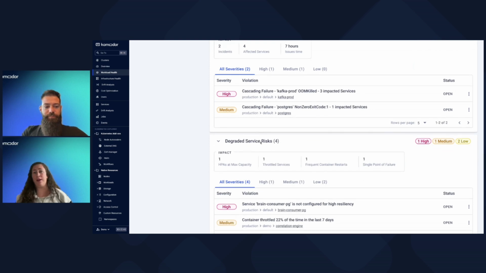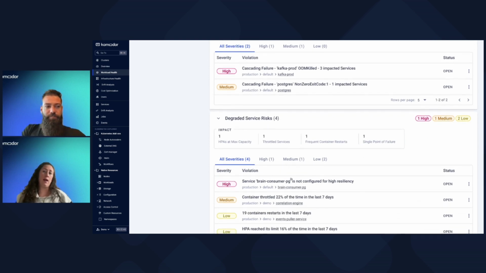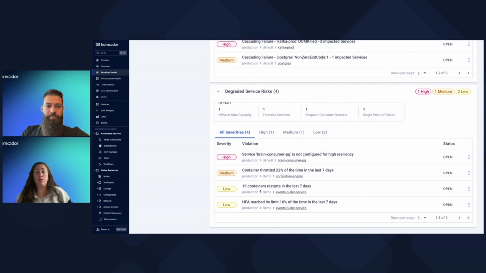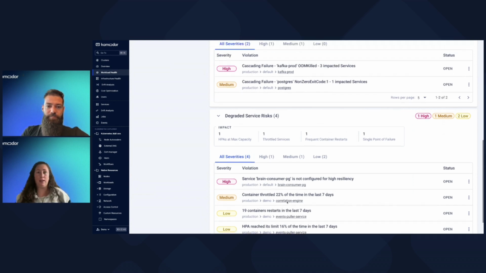You have degraded service risks. So things like services that are not configured properly, containers that are throttled, recurring container restarts, and HPA reaching the limit.